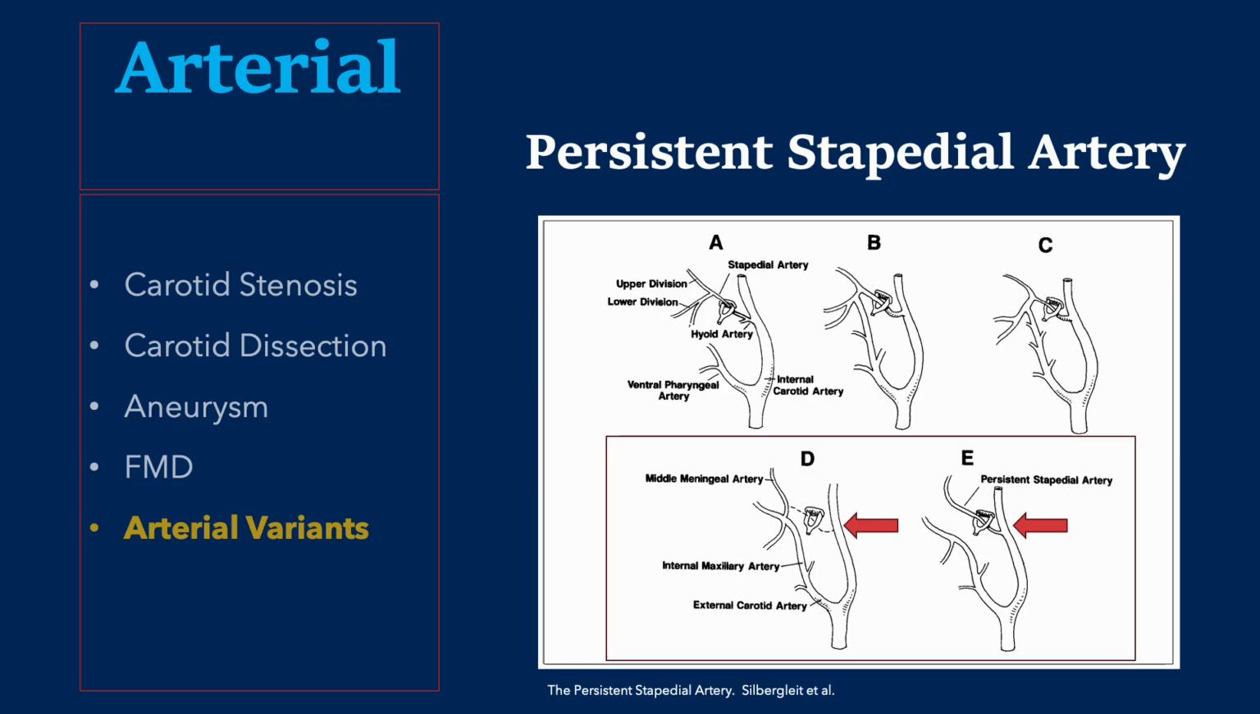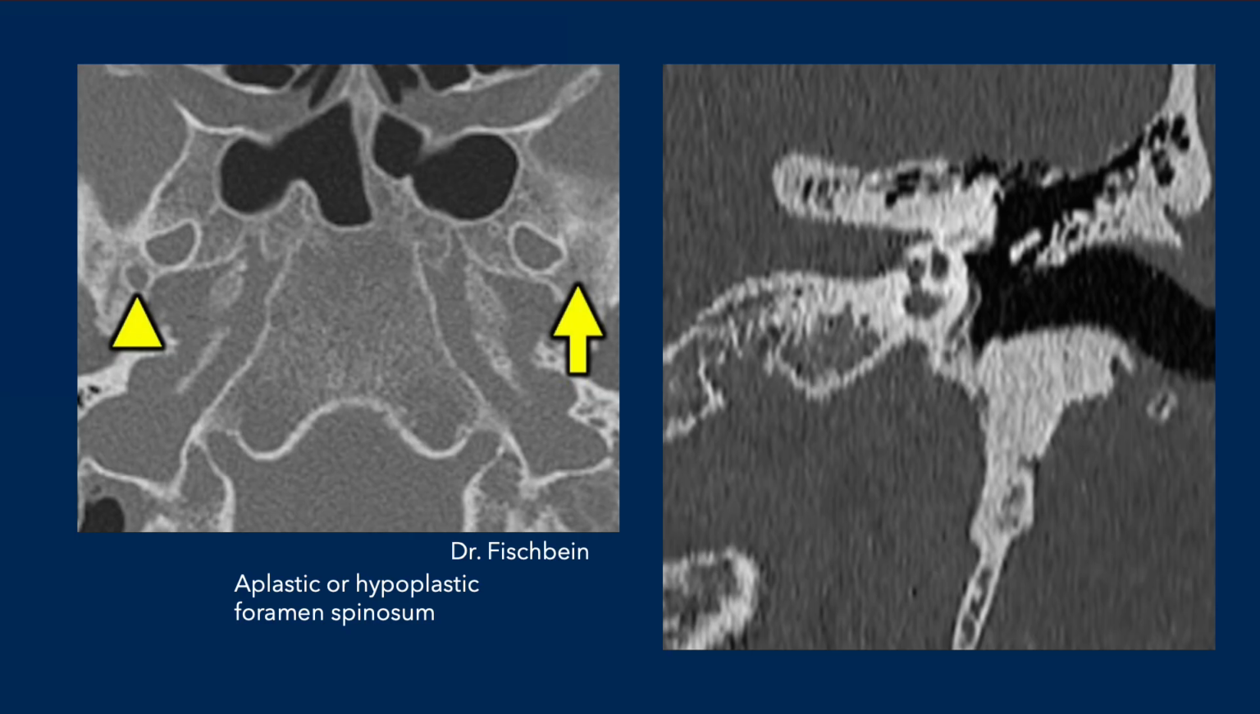Of note, during development, it contributes to the formation of the EAC and then involutes, but in some cases, it can be persistent. And when it is, it passes through the stapes foramen. Often the left foramen spinosum is either hypoplastic or aplastic, as demonstrated by this yellow arrow. And on coronal image, we see this tubular structure along the cochlear promontory.